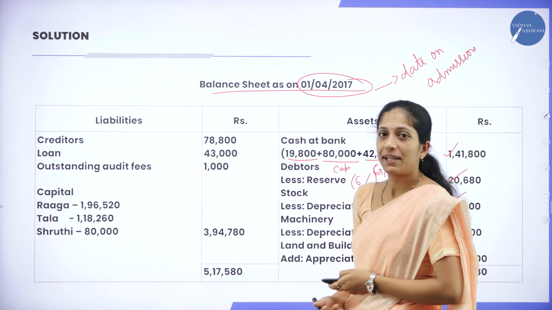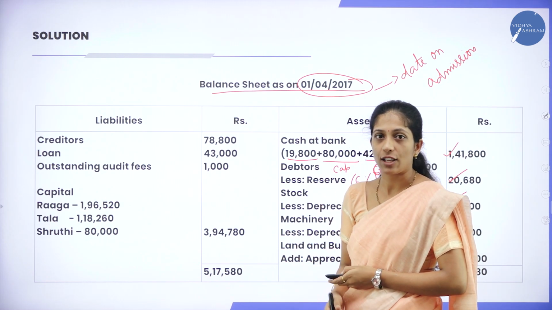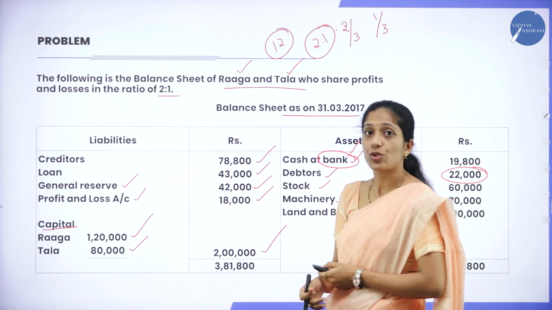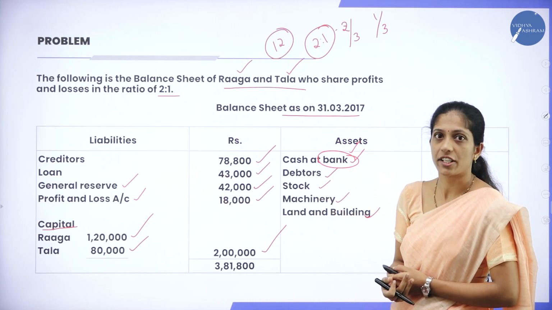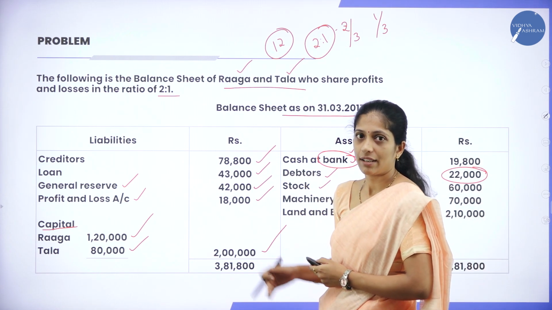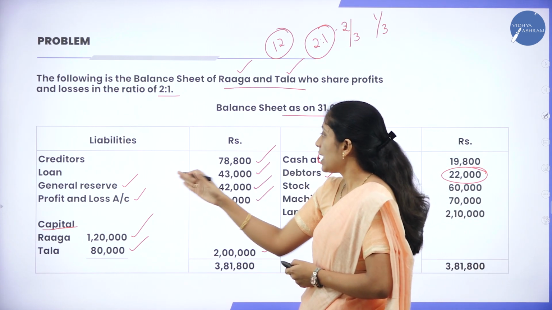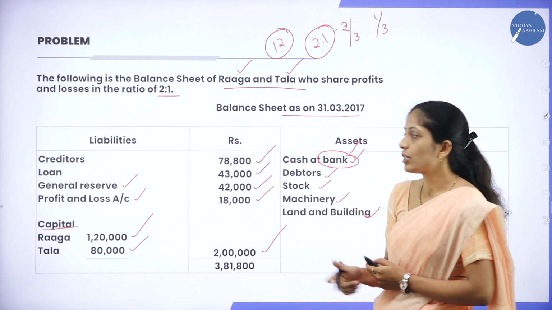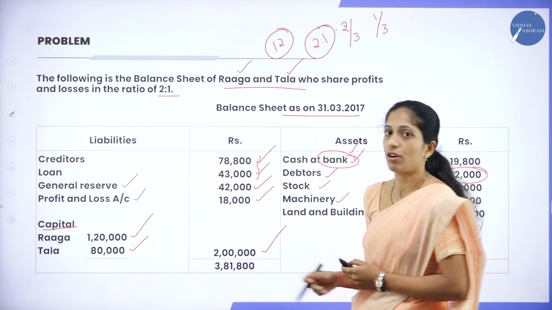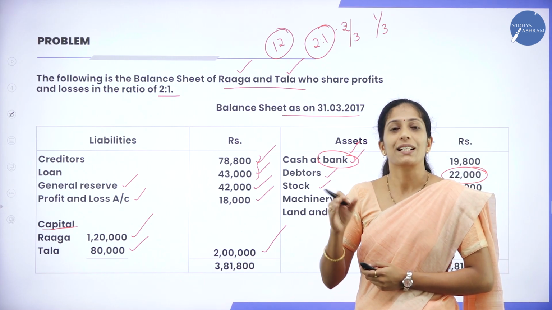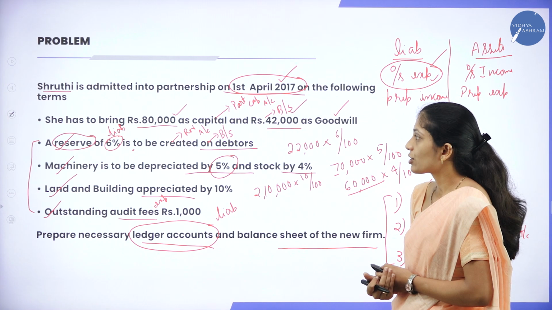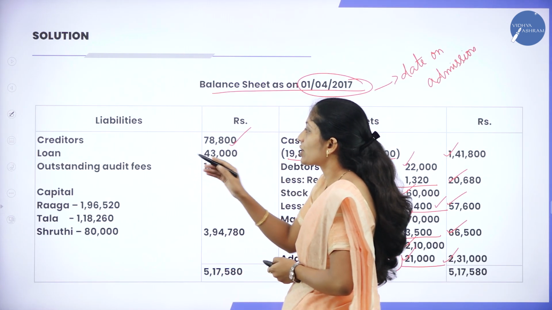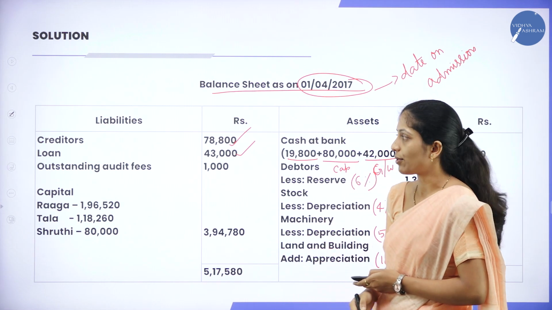Now coming to the liability side, let us see what are the items that have to be recorded. See the first liability, creditors 78,800, but there is no adjustment relating to creditors. So we can write it directly, 78,800. In the same way, loan 43,000. There is no adjustment relating to loan, so we have to write the same amount. It means that it remains the same during the admission of a new partner. So we shall record those two items, that is creditors 78,800, loan 43,000.